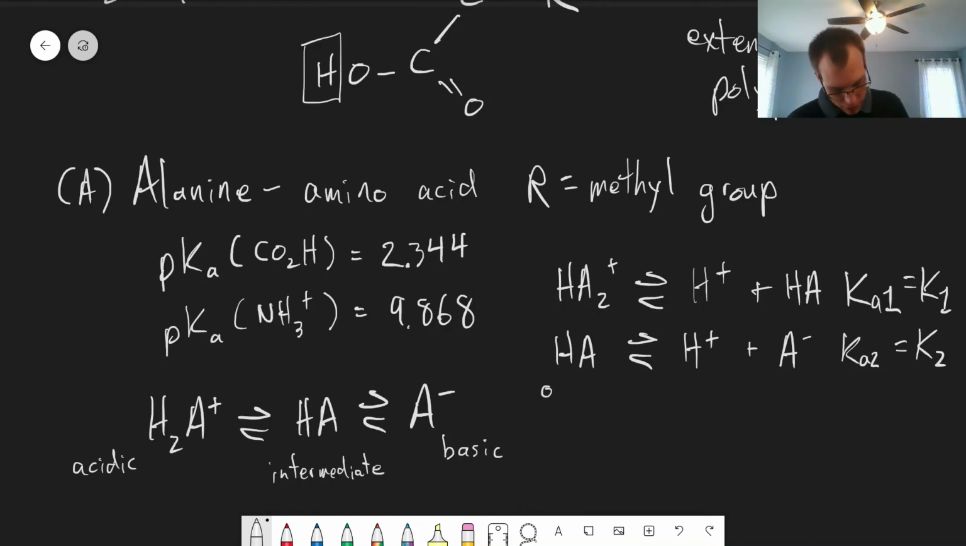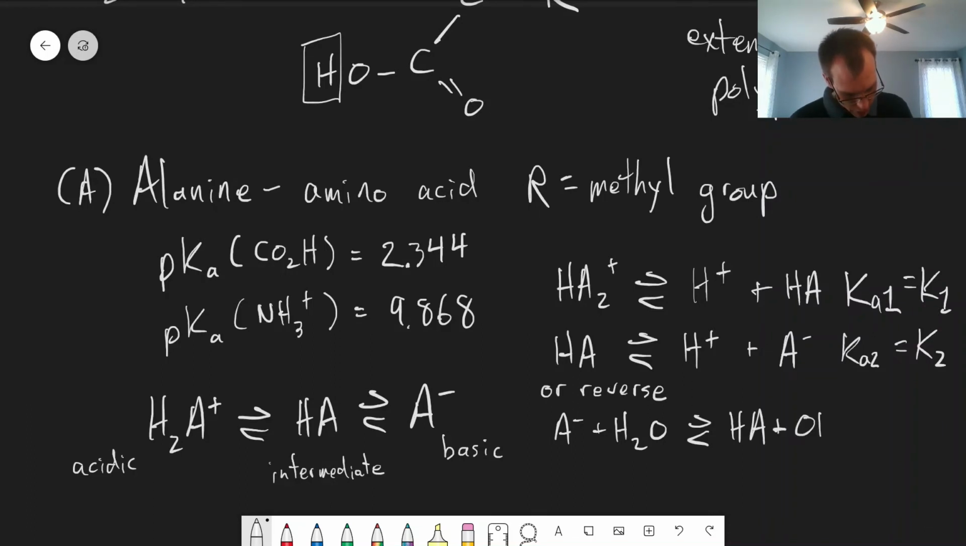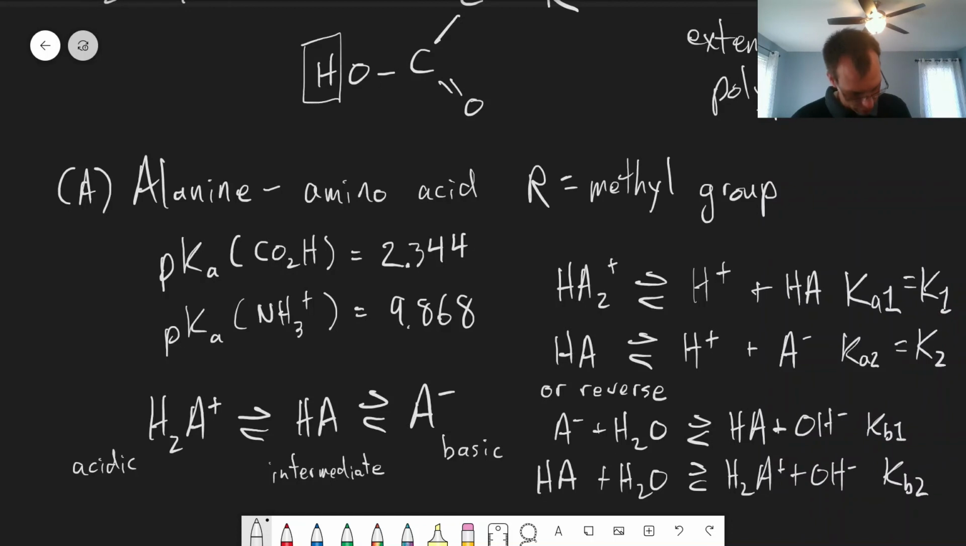Or we can write this in reverse for the basic forms. We can take A- plus water in equilibrium with HA plus hydroxide, and we call that Kb1. And we can, of course, take the intermediate form, HA plus water, which can take the proton from the water, and we get H2A+ plus hydroxide, and that we call Kb2.